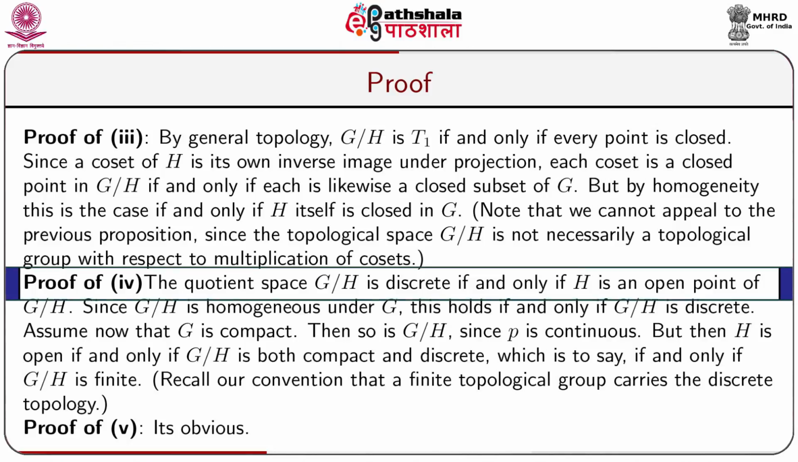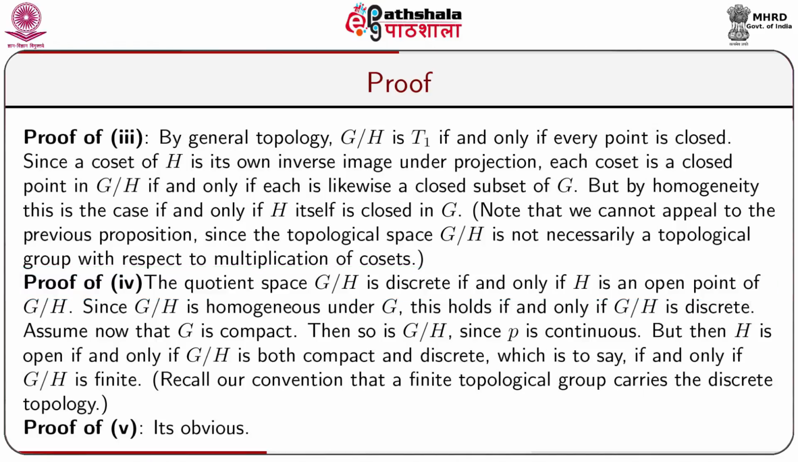Finally, I shall prove that G by H has the discrete topology if and only if H is open in G by H. This proof also follows almost in the same way as the previous one. Now, if H is open in G by H, then every aH is open because left multiplication is a homeomorphism. That means every singleton set is open in G by H, and therefore G by H has discrete topology.